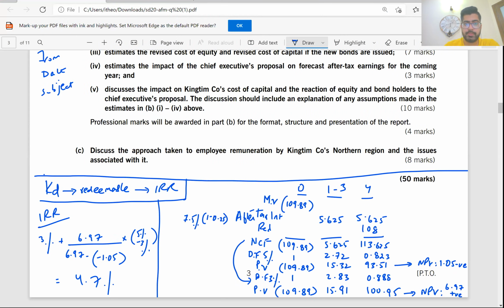Okay, so we have done the first part. Then the part B of report, we did the cost of capital requirement. Then we discussed this yield to maturity and market value of the new bonds. Then third requirement, estimate the revised cost of equity and revised cost of capital if new bonds are issued. You need revised KE and revised WACC if new bonds are issued.